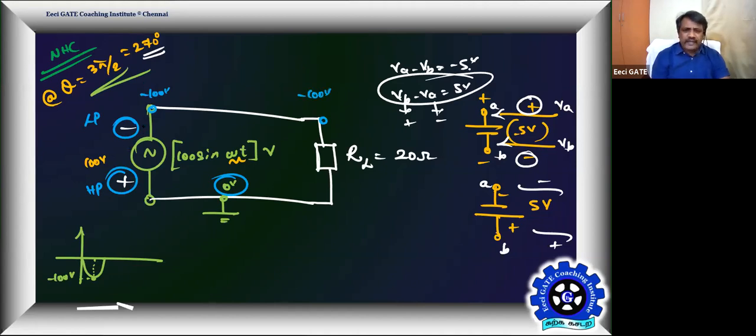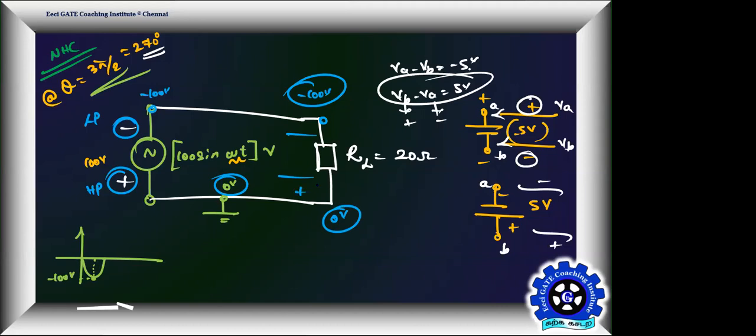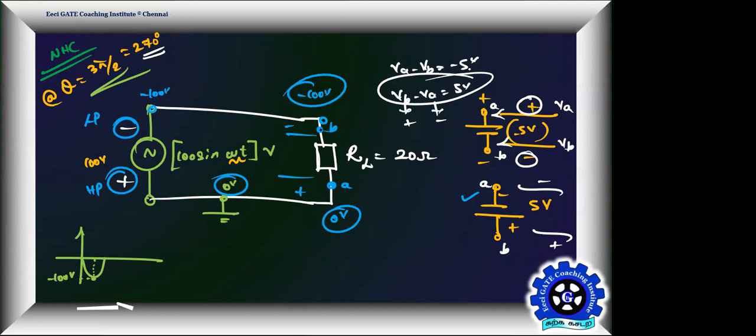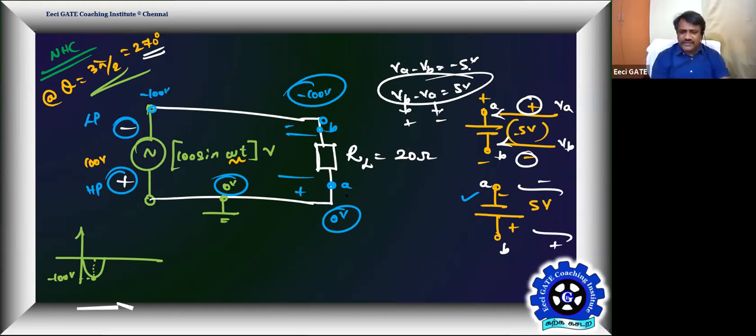That's what the source is doing. The source is fixing this as minus 100 and this as 0. Who is higher potential now, minus 100 or 0? 0 volt. 0 is higher potential, minus 100 is lower potential. What is the net potential difference? That's the right polarity marking like this. What is the difference? This potential minus this potential. Here this is A and this is B. So VA minus VB: VA is 0 volt, VB is minus 100. So VA minus VB is going to become 100 volts.